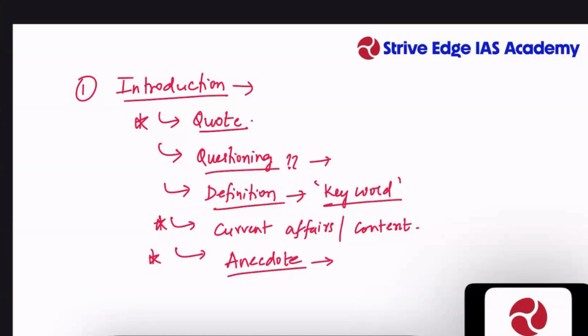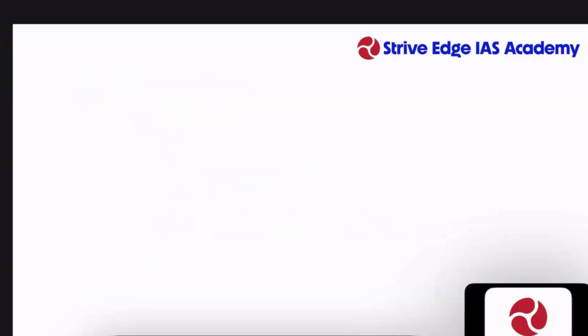Usually we choose an anecdote in such a way that it is debatable. If it is debatable, a healthy analysis of the topic can be done, and that healthy analysis will flow into the body. That is how you maintain flow and coherence later in the body. Going forward, we'll discuss what flow and coherence are. So that is all about the introduction.